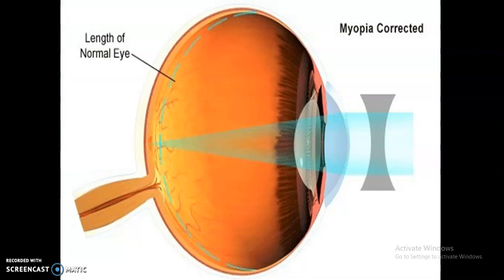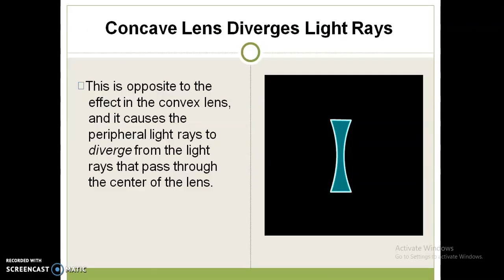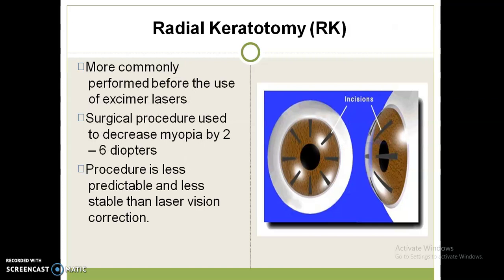We correct myopia with a concave lens, and the image will be focused correctly on the retina. The concave lens diverges the light rays, which is opposite to the effect of a convex lens, and it causes the peripheral light rays to diverge from the light rays passing through the center of the lens, and then the image will be focused on the retina.